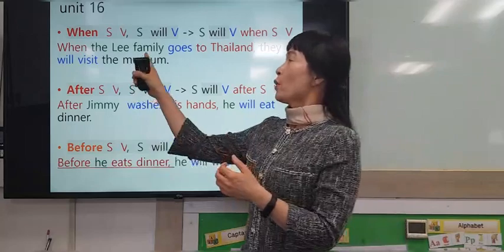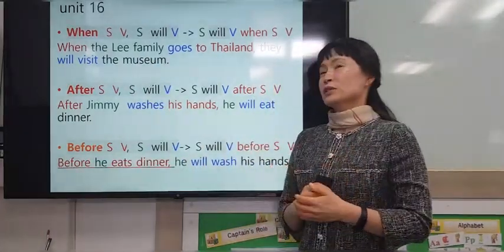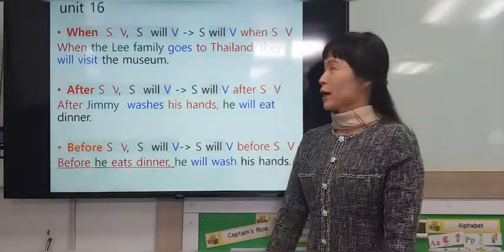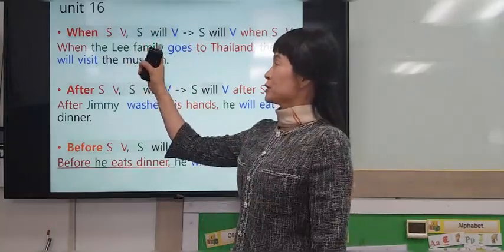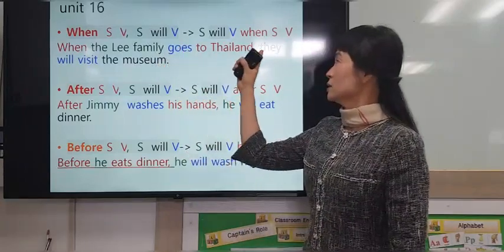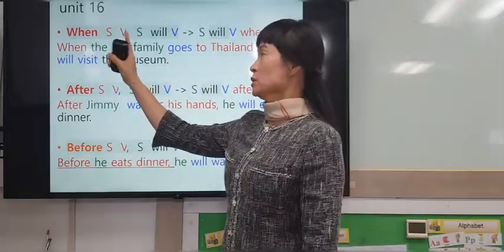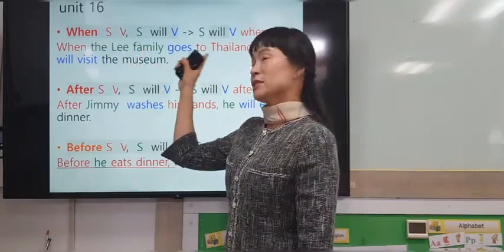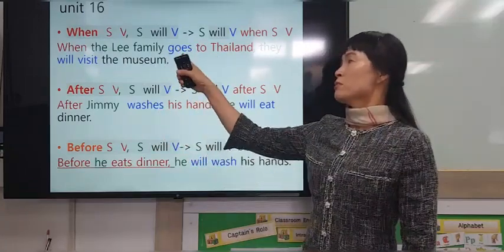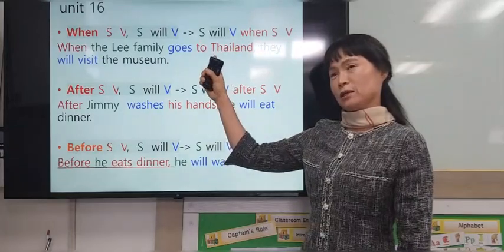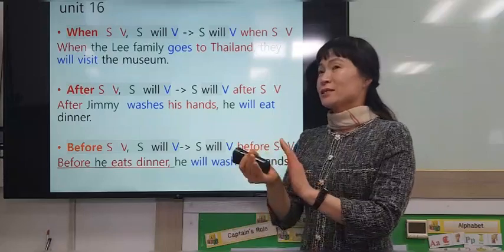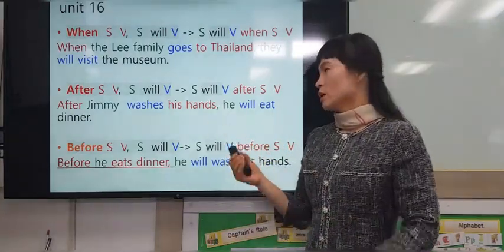So for example, when the Lee family goes to Thailand, they will visit a museum. 그런데 특이한 건, as you can see, 뭐뭐 할 때는 just use present tense. Present tense를 써요. But 여기 뒤에 절은 will, future tense입니다. 실제로는 we have to use future tense. But in the case of this clause, 여기에서는 앞에 절은 you don't have to use future tense. So even though we are using present tense, 현재 시제지만 like a future tense. 미래 시제가 있죠, right? After Jimmy washes his hands, he will eat dinner.